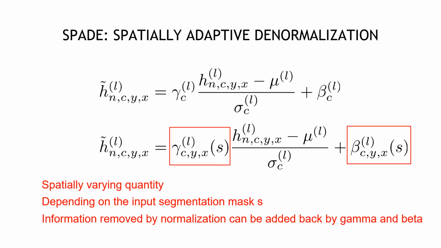So while this normalization step kills the semantic information in the inputs, the information is resupplied through this demodulation step in the batch norm.